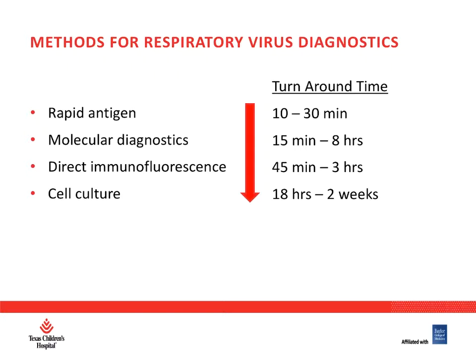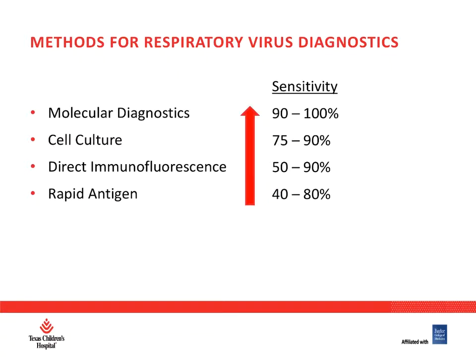And then we also want to look not only at turnaround time, but also the performance in terms of sensitivity. We know that the rapid antigen tests are suboptimal for things like flu and RSV. DFA might be a little bit more sensitive depending on the virus that we're looking at. Cell culture previously was thought to be the gold standard for these respiratory viruses, but we now know that molecular diagnostics is typically at least 90% or so sensitive or more for these respiratory pathogens.